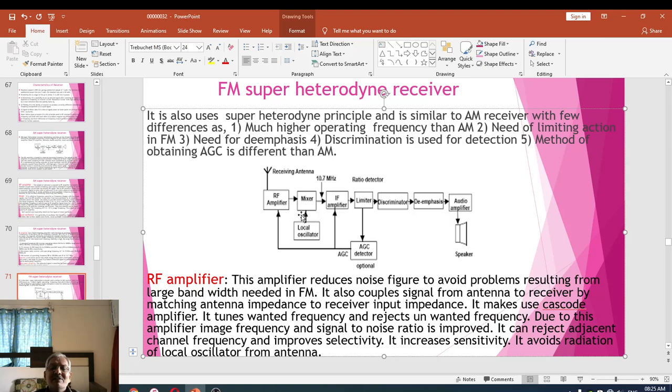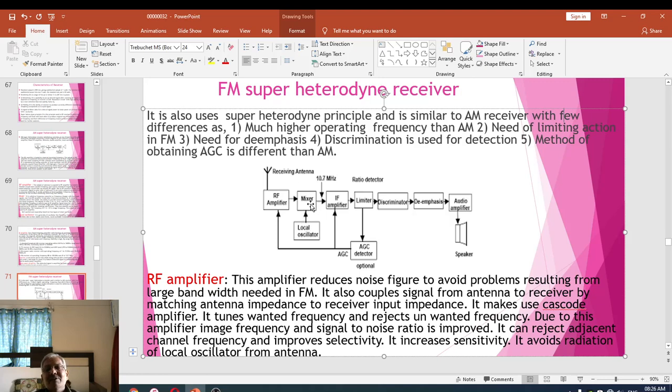To this particular mixer, one more frequency signal is provided, and that is from the local oscillator. The local oscillator may be a Hartley oscillator, a Colpitts oscillator, or a crystal oscillator. It is required to generate a frequency higher than that of the incoming signal frequency. Friends, try to remember, local oscillator frequency is always greater than the signal frequency, Fs. These two frequencies are provided as input of the mixer.